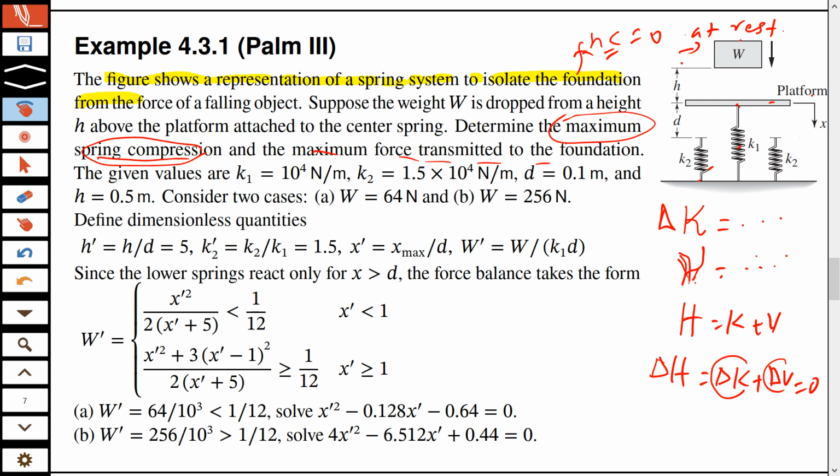And even if it is not zero, it has some value. And then if it compresses these springs, this one or all the three, to the maximum level, then it will have to come to a halt because there will be restoring forces, and restoring forces will ultimately balance W, and it will come to a halt, a stop.